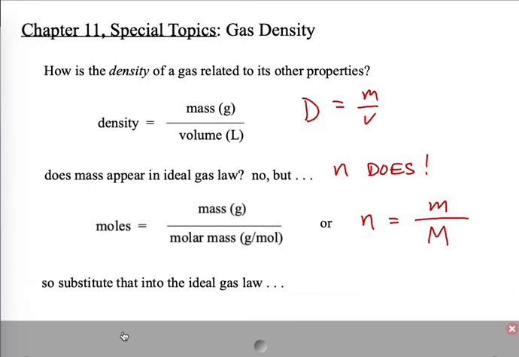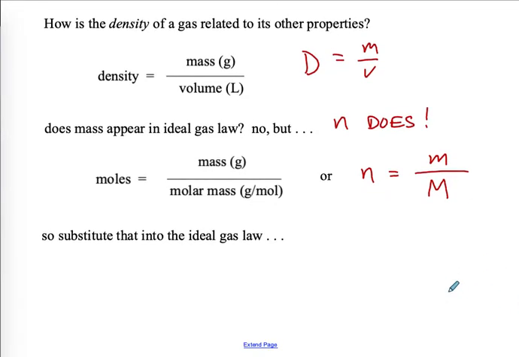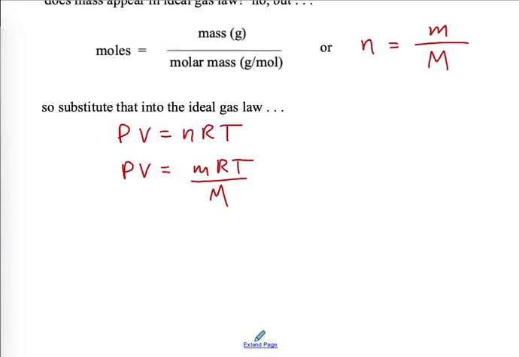So let's write out the ideal gas law and do an algebraic substitution. So PV equals nRT. In place of n, I'm simply going to insert mass over molar mass. So this becomes pressure times volume equals mass times RT over molar mass. Now, let's multiply both sides by molar mass, and I get molar mass times pressure times volume equals mass times RT.